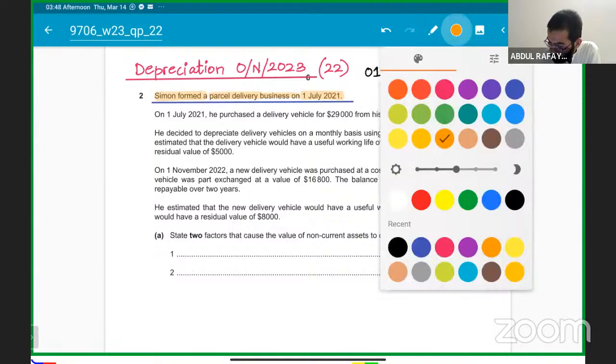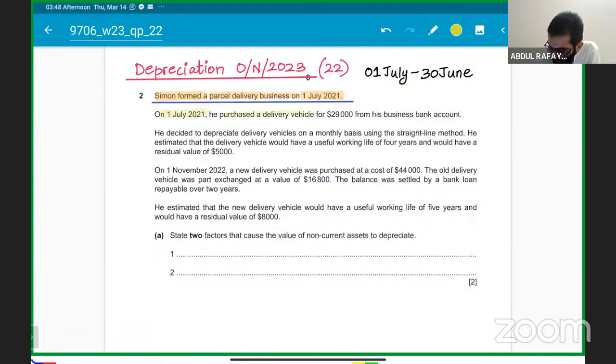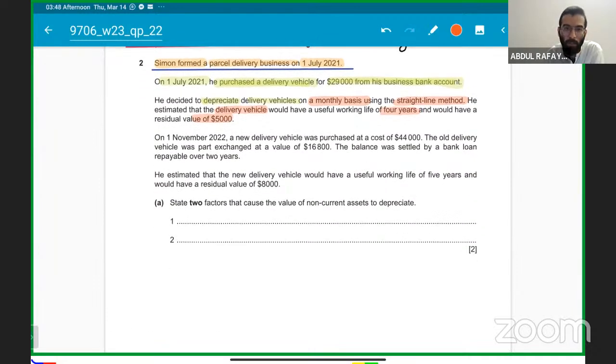The next important thing is that on 1st July 2021, he purchases a delivery vehicle for 29,000 from his business bank account, and he decides to depreciate delivery vehicles on a monthly basis using the straight line method. He estimated that the delivery vehicle would have a working life of 4 years and a residual value of $5,000. There is other information as well, so we'll go step by step with all the information and work things out.